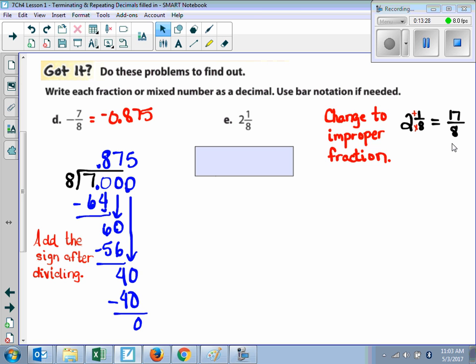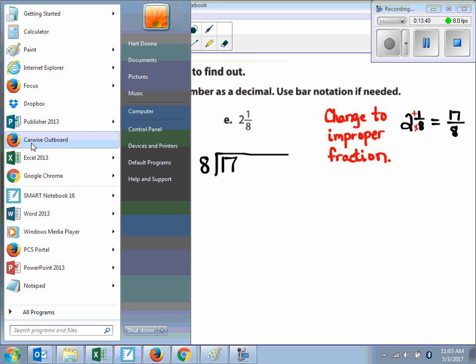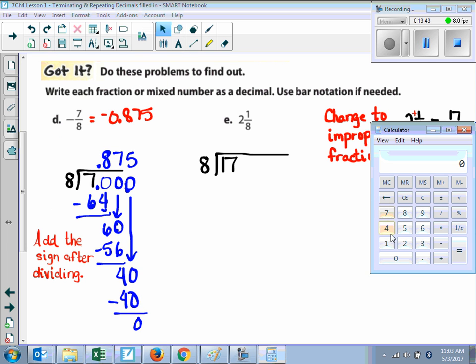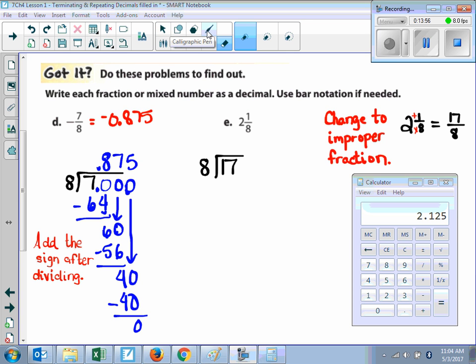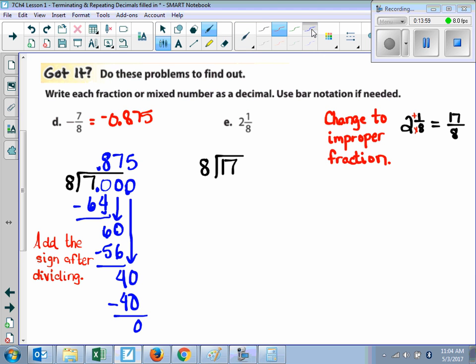Numerator divided by denominator. So when we do that division, we end up with 17 divided by 8. All right? And we're going to go ahead and put this in the calculator. So we've got 17 divided by 8, and we end up with 2.125. So when we do this division, this is going to give us 2.125. Okay?